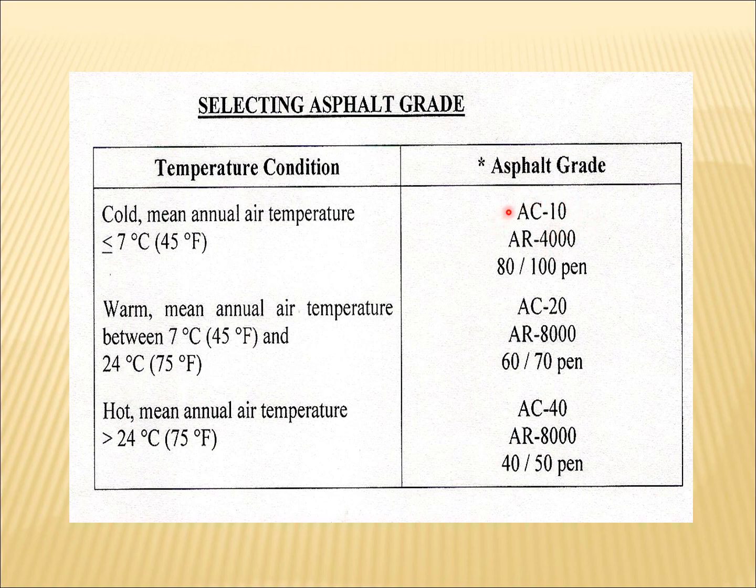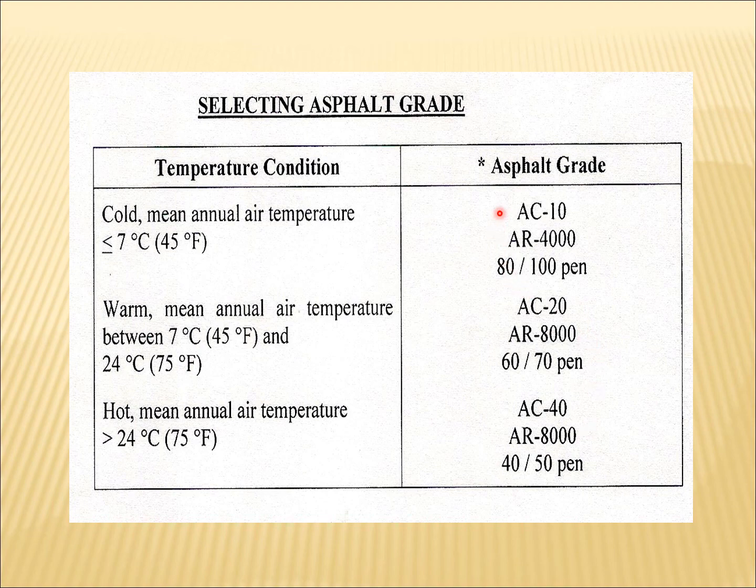Here, in case of asphalt cement, the number which is there is basically representing the viscosity at 60 degrees centigrade in poise divided by 100. But here, the number that is linked with AR is simply the viscosity at 60 degrees centigrade in poise. And this one, 80 is the penetration reading minimum and the maximum penetration reading is 100. And the same concepts are valid for the other cases.